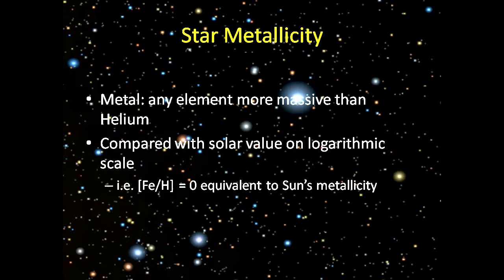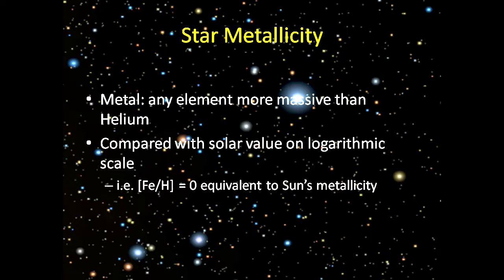So what is metallicity? Metallicity in astronomy is anything heavier than helium. So any element that is not hydrogen or helium is considered a metal. And for a star, we determine its metallicity by comparing it with the metal content of the sun on a logarithmic scale. So a metallicity of 0 means that star has a metal content equivalent to the sun. -1 would mean its metal content is 1/10. -2 would be 1/100th.